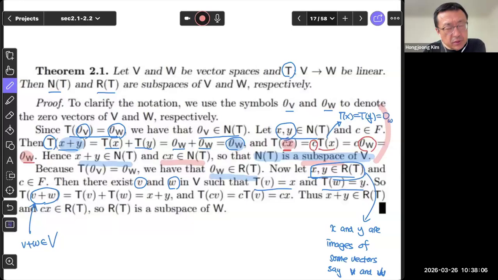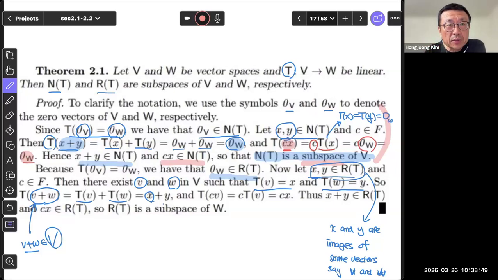And when I consider its image, T of V plus W, from the linearity of T we get the sum of these two, and T of V is X, and T of W is Y, right? Then what does that mean? What is the meaning of this? I choose this V and W, okay? And this is some vector in V, and the image of this V plus W is X and Y.